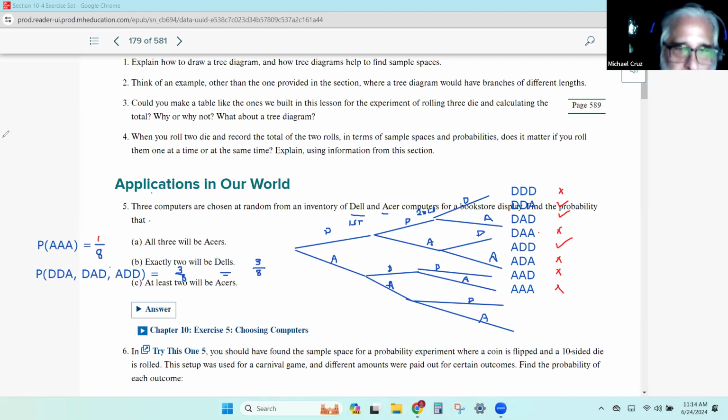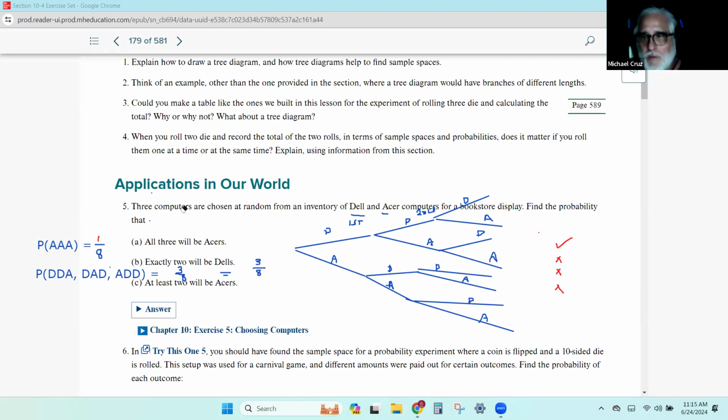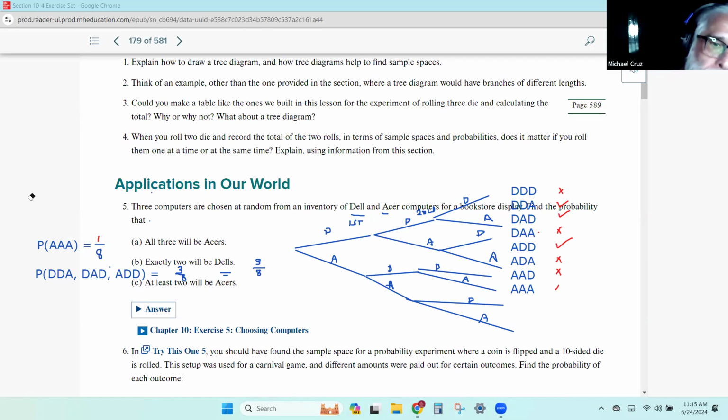All right, and then the last one, at least 2. Well, what does at least 2 mean? At least 2. Got to make sure you're thinking about that, right? Let's use a different color there. So at least 2. In other words, 1 Acer is not enough. But as long as there's at least two, which means two or more, all right. So definitely not the top one, because that's no Acers.